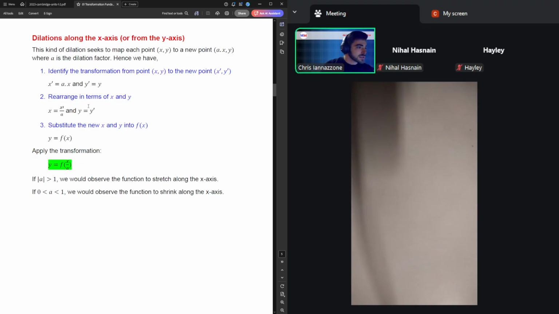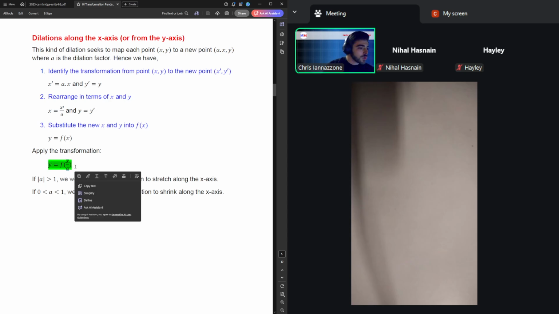The exact same thing exists for dilations in the x direction, so either along the x or from the y. Literally all we're doing is replacing the a on the x variable rather than on the y variable. At least as far as the steps that we follow, that's the only difference.